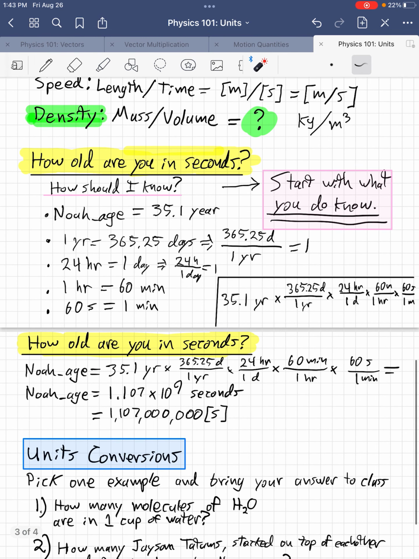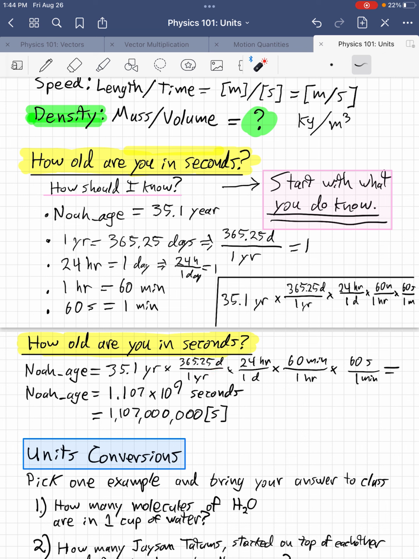And what we can do is we can start converting those units. So we would multiply 35.1 years by 365.25 days. And if you were to just do this operation right here, you could convert your answer into days. So it'd be 35.1 times 365. And you would notice the units would cancel because we would have years divided by years, and those units would cancel, and we would be left with days.